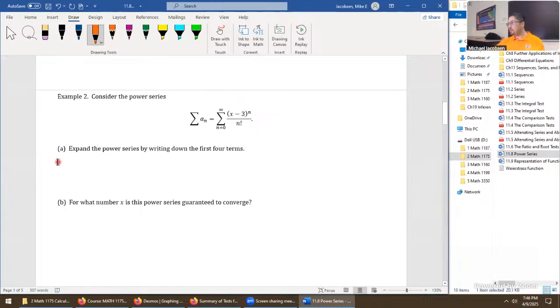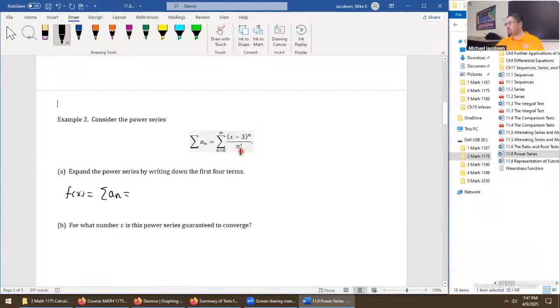So to get there, let's expand the power series. Let's call this f of x equals summation a_n, just to refer to the original power series here. We're writing down the first 4 terms. This gets a little bit weird. That's why we're putting in some extra space. Indexing starts at 0, so the very first term is (x minus 3) to the power 0 over 0 factorial.